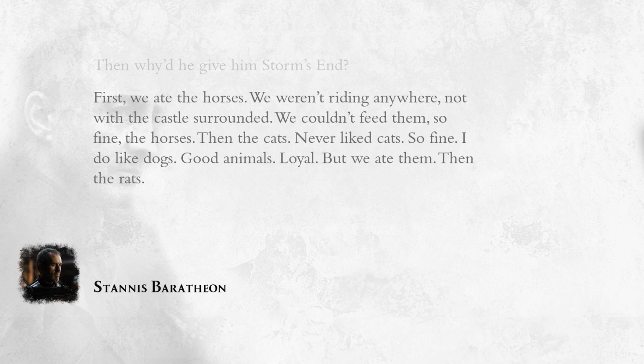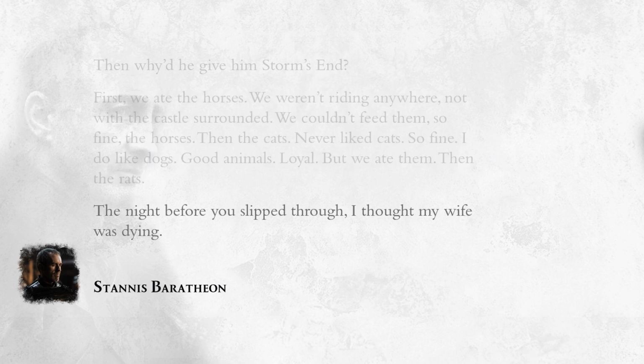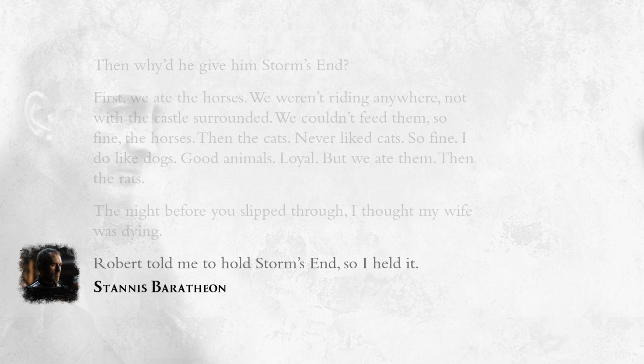"First, we ate the horses. We weren't riding anywhere, not with the castle surrounded. We couldn't feed them, so fine, the horses. Then the cats. Never liked cats, so fine. I do like dogs. Good animals, loyal, but we ate them. Then the rats. The night before you slipped through I thought my wife was dying. Robert told me to hold Storm's End, so I held it."